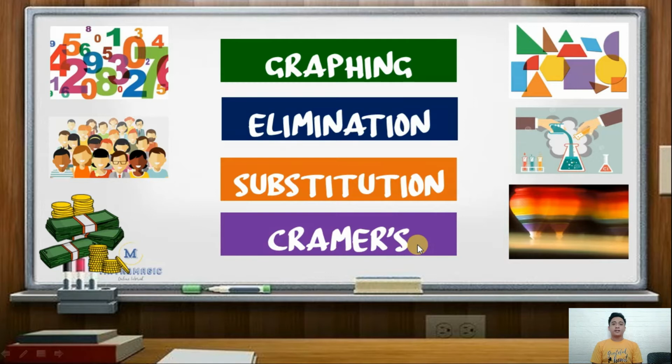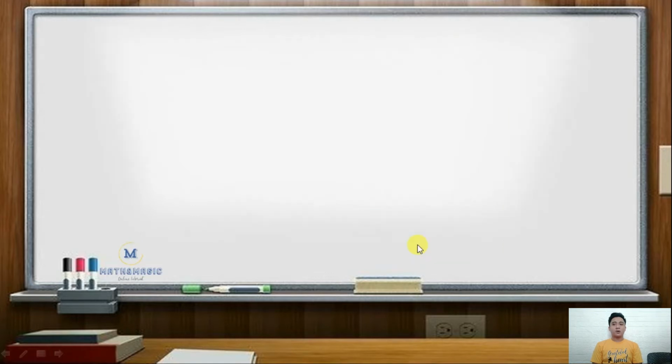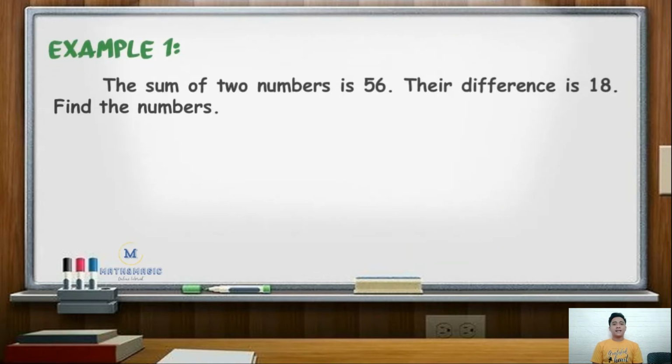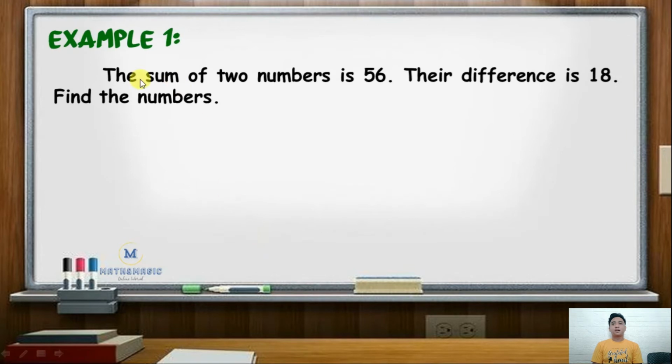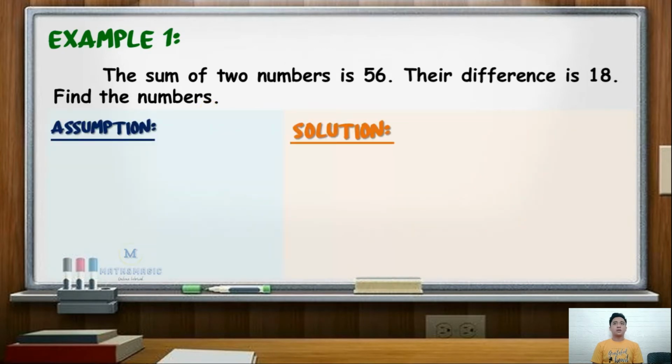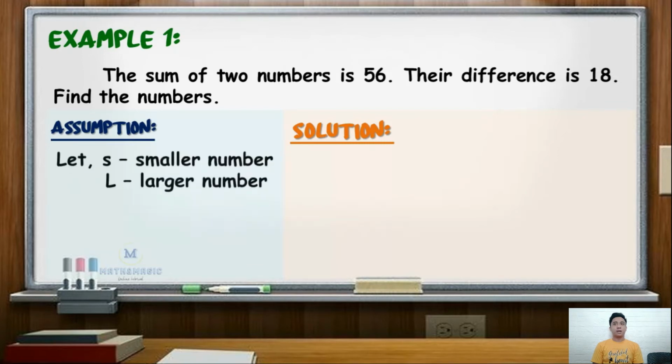To start with, here is our first example. This one is a number relation item. The sum of two numbers is 56. Their difference is 18. Find the numbers. Now for the solution, we need to make first our assumption. Here we will denote the smaller number by variable S and the larger number by variable L.